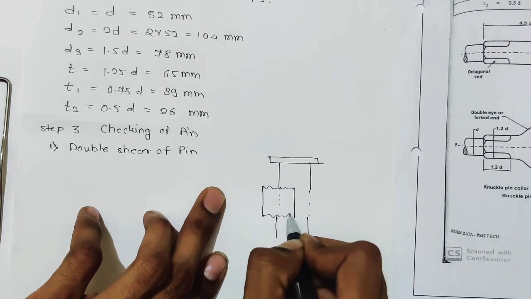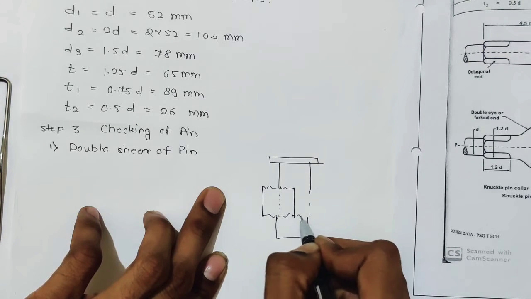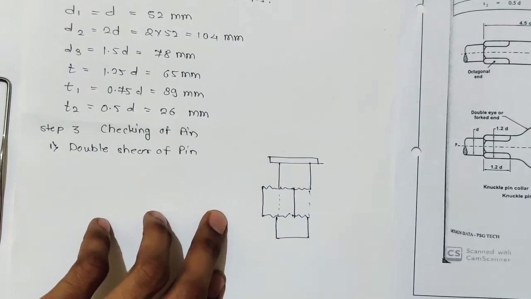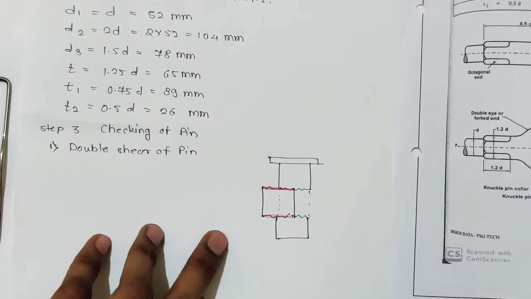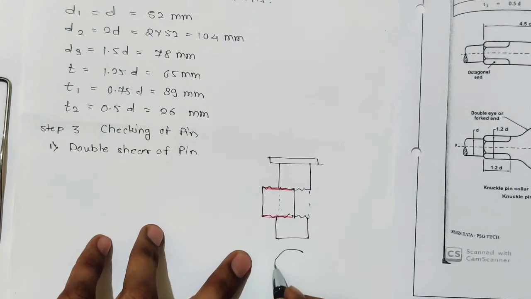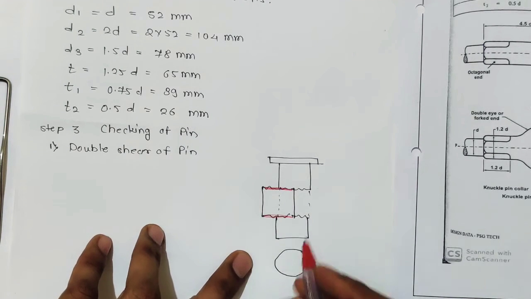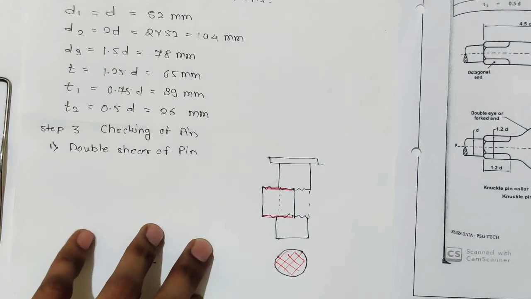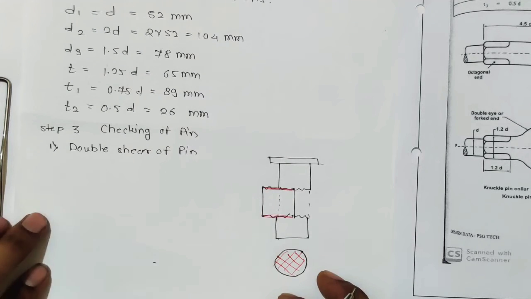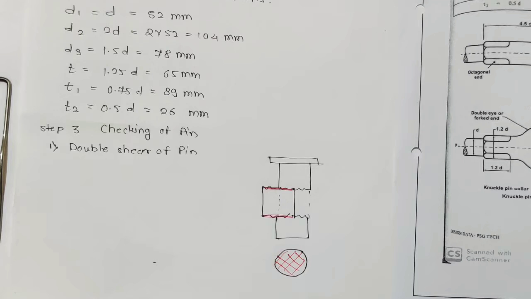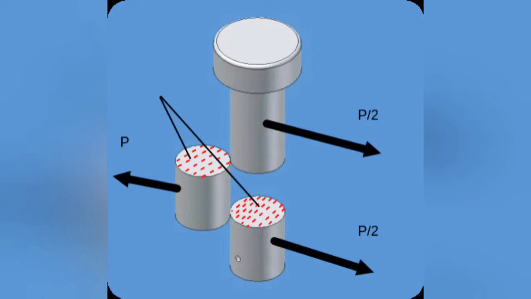It is breaking like this. So this is the failure, this is the failure, this is the failure, and this is having cross section like this. So this is the failure diagram. I will show you the 3D view of this. First I will show the 3D view. So this is the 3D failure diagram. It is very easy to understand.